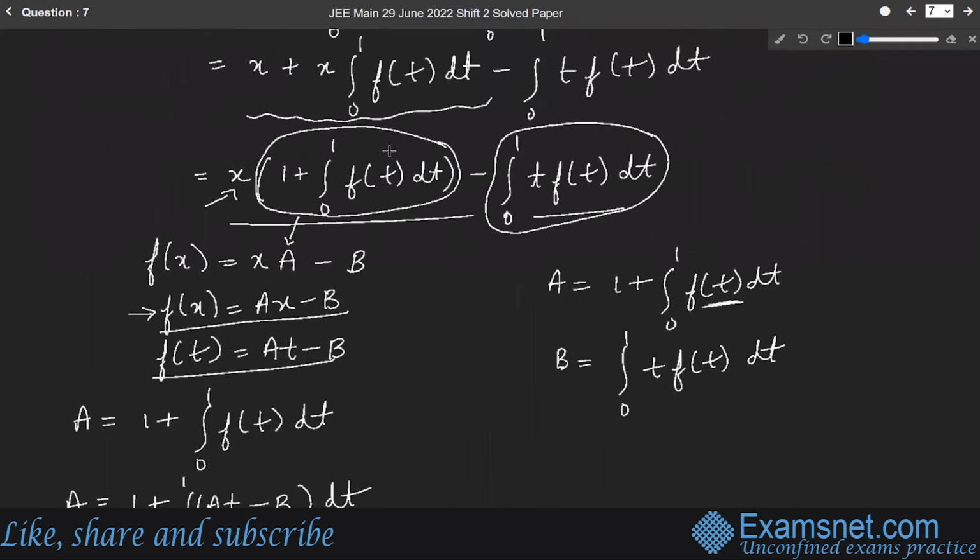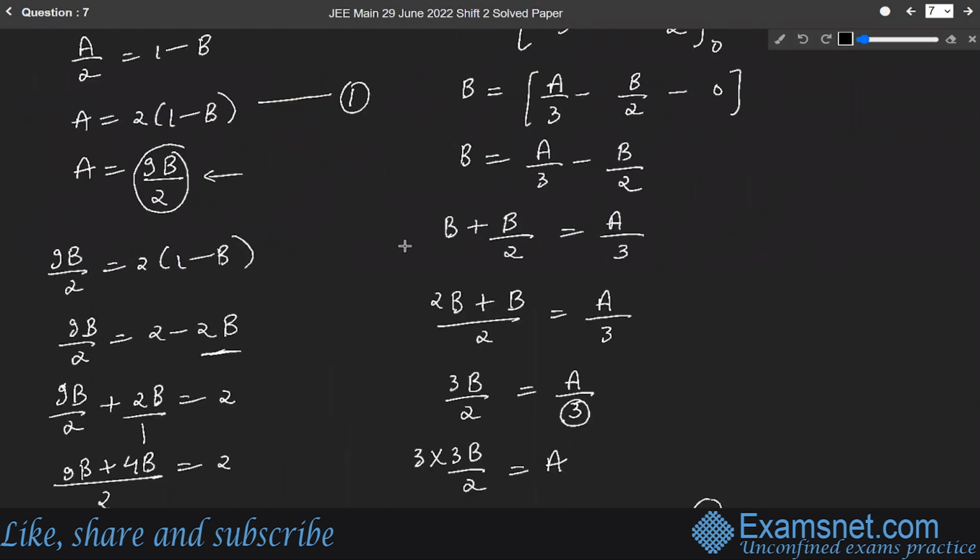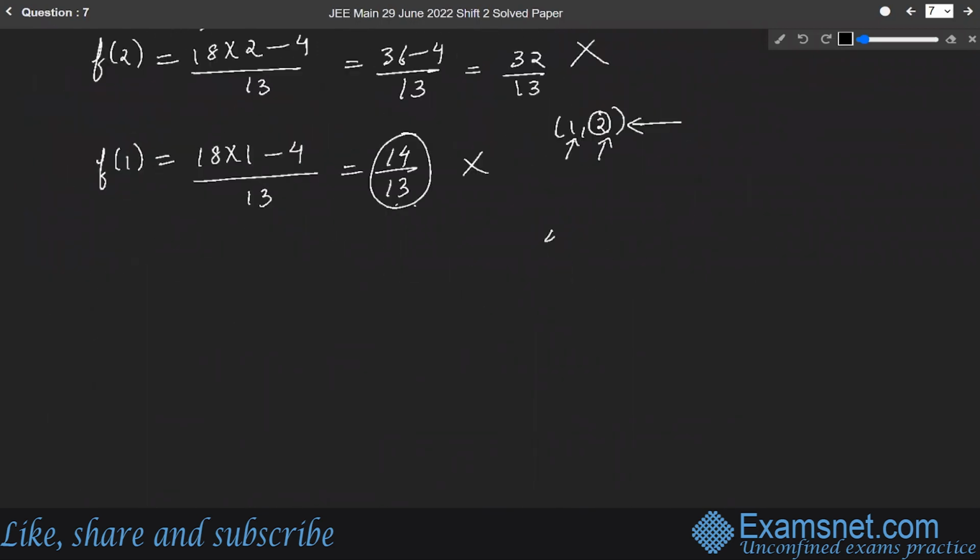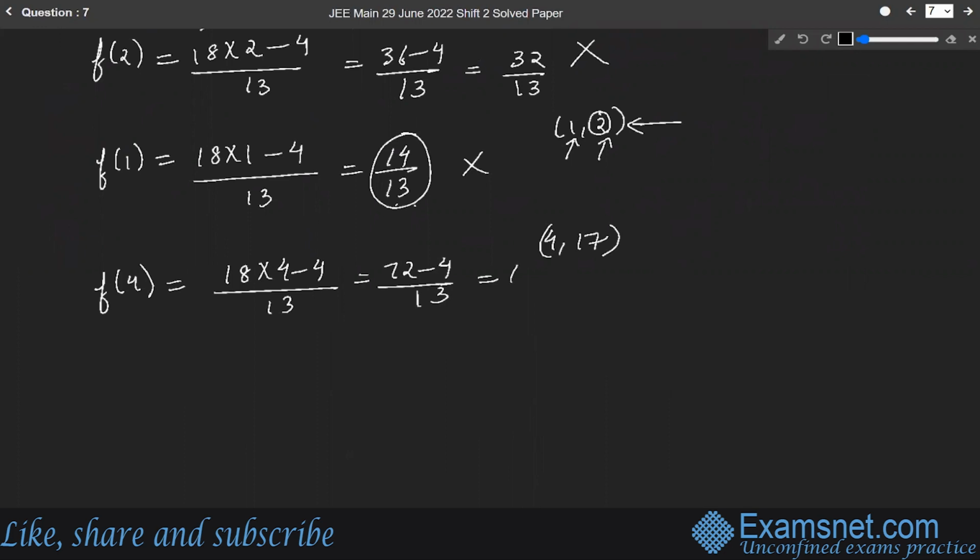Now let us check the third option. What is the third option? 4, 17. So when we check for 4, 17, x is 4 and y should be 17. So f of 4 should be equal to 18 into 4 minus 4 divided by 13, right? Now 18 into 4 is 72. 72 minus 4 divided by 13, right? What is 72 minus 4? It is 68 divided by 13, right? 68 divided by 13 is the value of y. But according to the pair, y should be 17. So this option is also wrong.